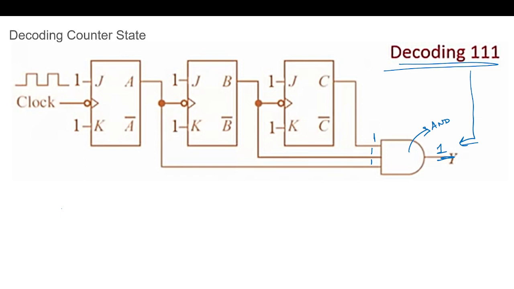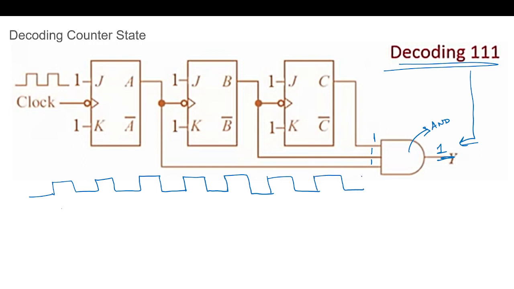So if we want to plot this graph of this A, B, C and the decoding logic, this is clock and A at the negative edge.